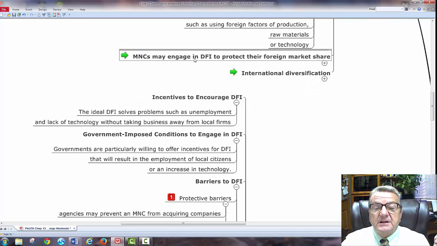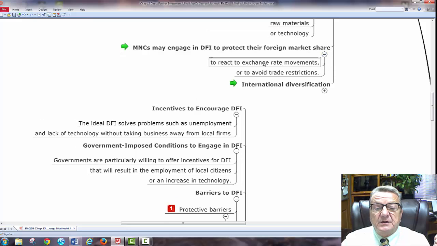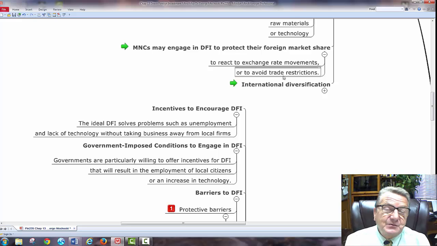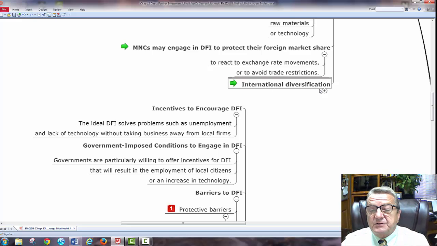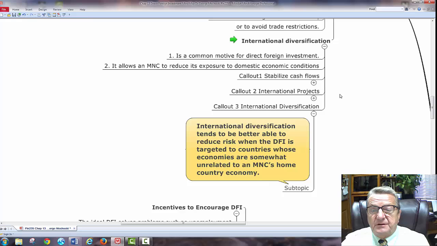MNCs may engage in direct foreign investments to protect their foreign market share. They react to exchange rate movements, moving in to protect their own market share and to avoid trade restrictions. Some are already in the building, so how could you restrict me if I'm part of your local economy? Remember, international diversification is a common motive for direct foreign investments.